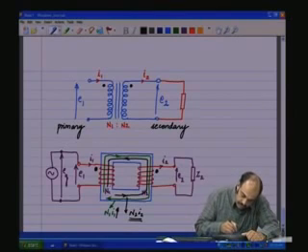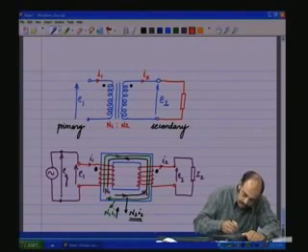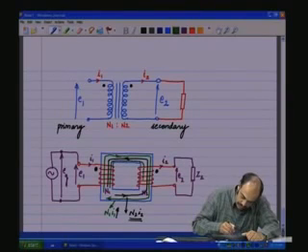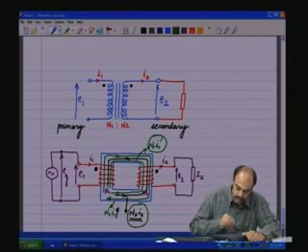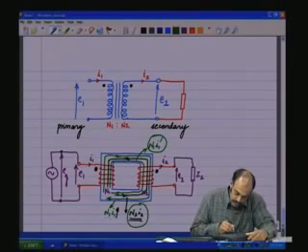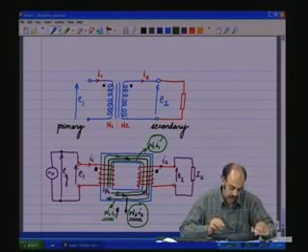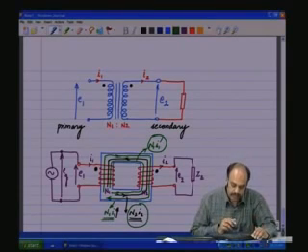So, this would mean that there is a cancelling MMF provided by the primary, N1 I1 dash, such that this is cancelled out. And what will remain would be N1 I1 under the case when there was no load, and that would be the magnetizing component of the flux. So, the flux in the core is going to be same as it was under no load condition.